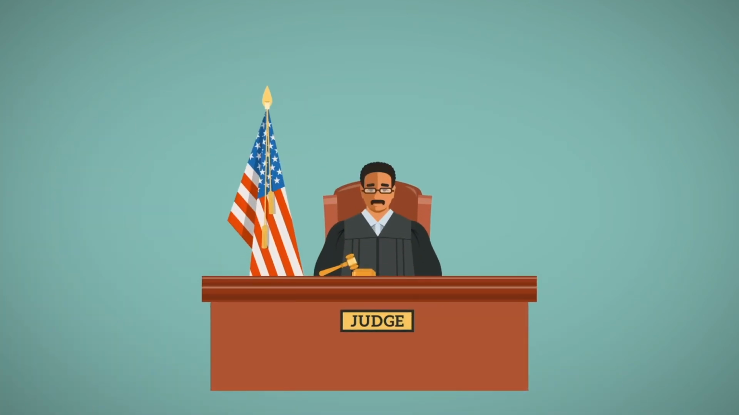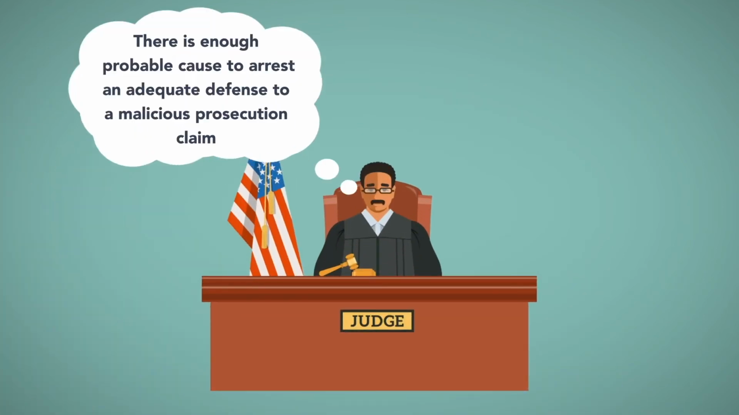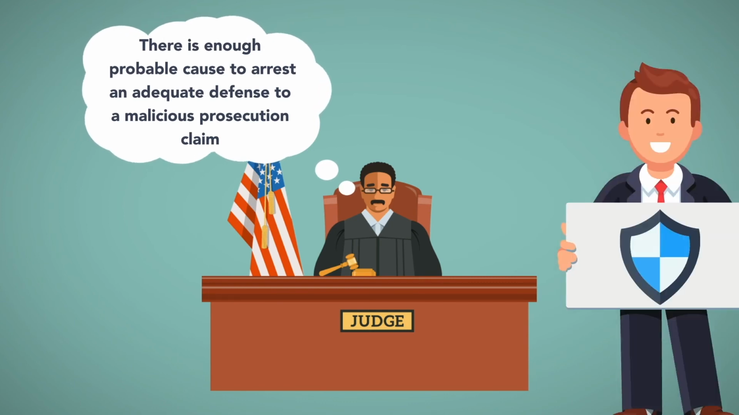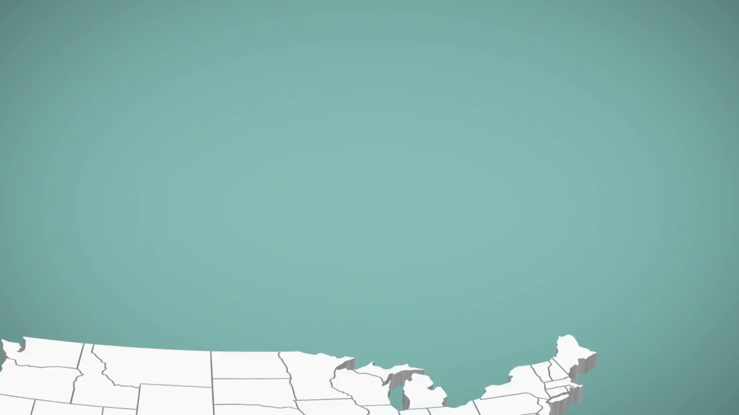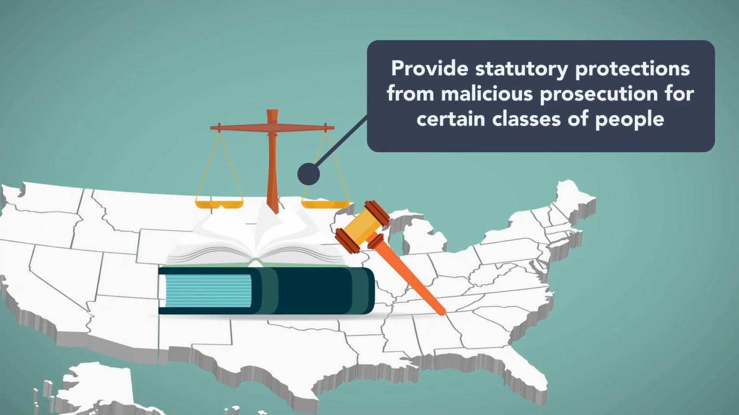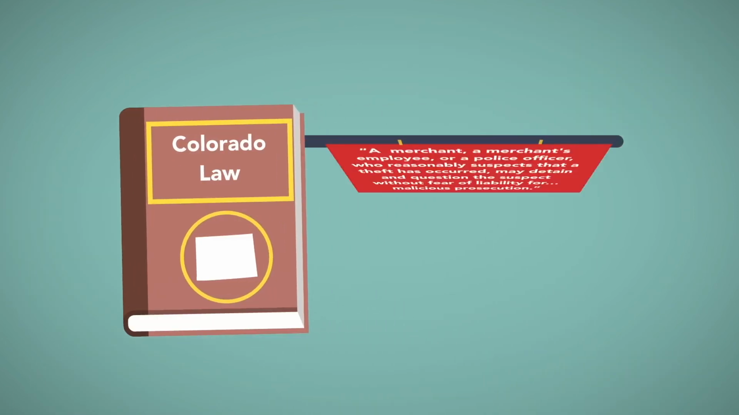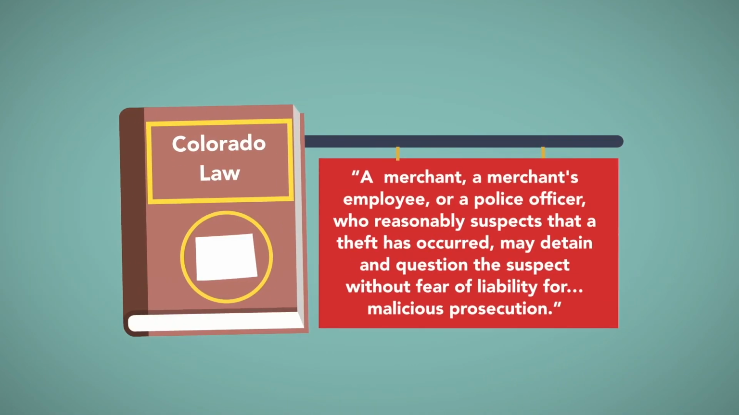Typically, courts find a judicial officer's determination that there is enough probable cause to arrest an adequate defense to a malicious prosecution claim. Many state legislatures provide statutory protections from malicious prosecution for certain classes of people. Under Colorado law, a merchant, a merchant's employee, or a police officer who reasonably suspects that a theft has occurred may detain and question the suspect without fear of liability for malicious prosecution.